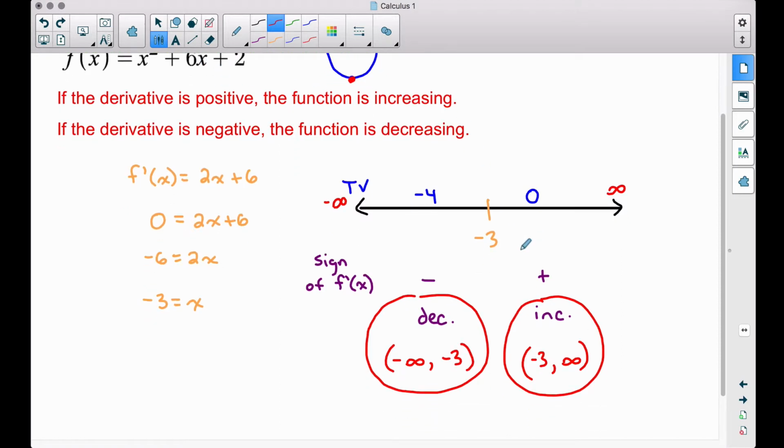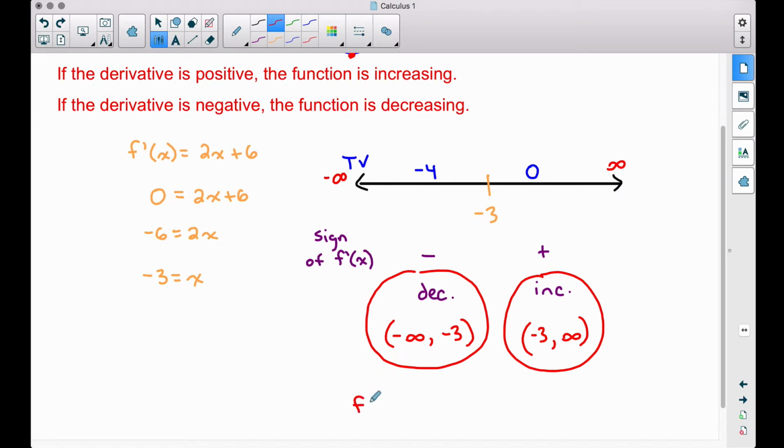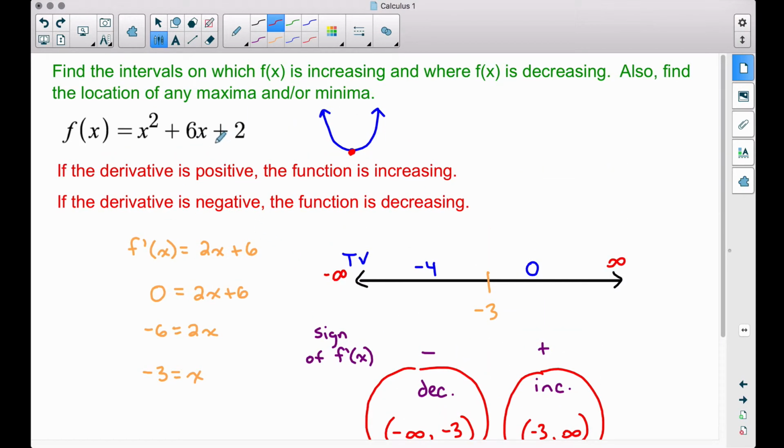Well, what is that minimum? To determine that, we actually take the -3. We don't plug it into the derivative. That's going to give you 0. You want to take -3 and plug it into the original function, which was x squared plus 6x, and I'm plugging my -3 in, and then it was plus 2, I believe. Let's double check that. Yes.